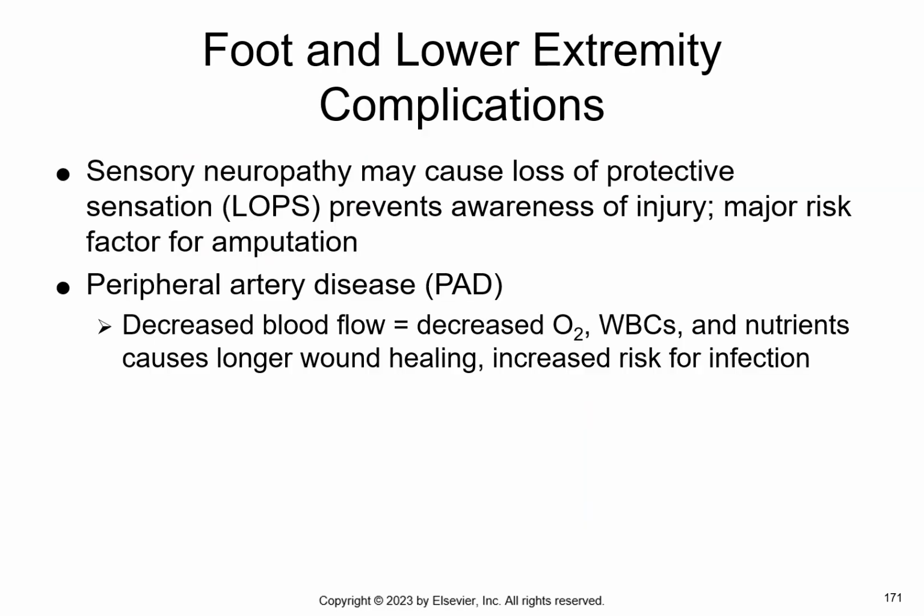I was just going over the information here on slide 172. Sensory neuropathy may cause loss of protective sensation, LOPS, and that prevents awareness that an injury has occurred, and then that loss of awareness becomes a major risk factor for amputation. Also, peripheral artery disease, PAD, increases the risk for amputation by reducing blood flow to the lower extremity. With decreased blood flow, oxygen, white blood cells, and vital nutrients are not available to the tissue.